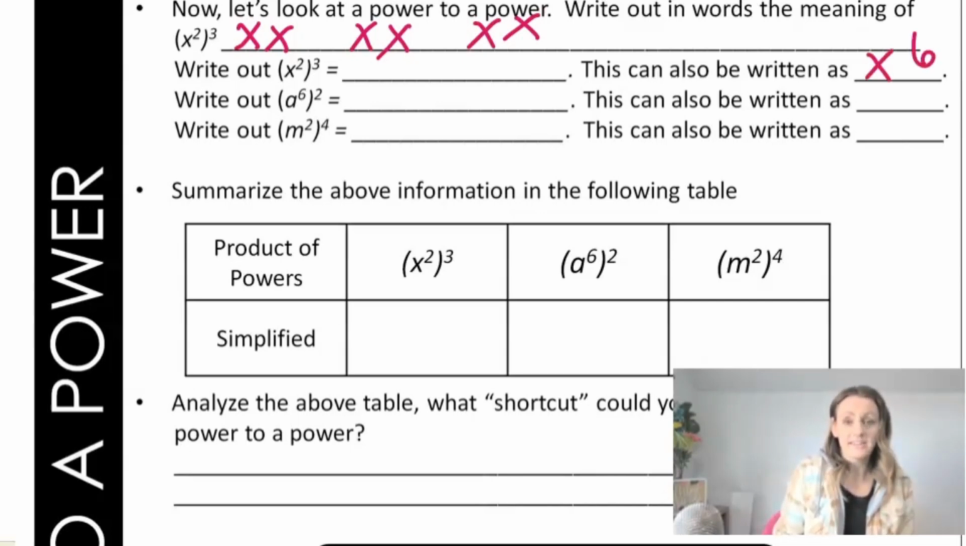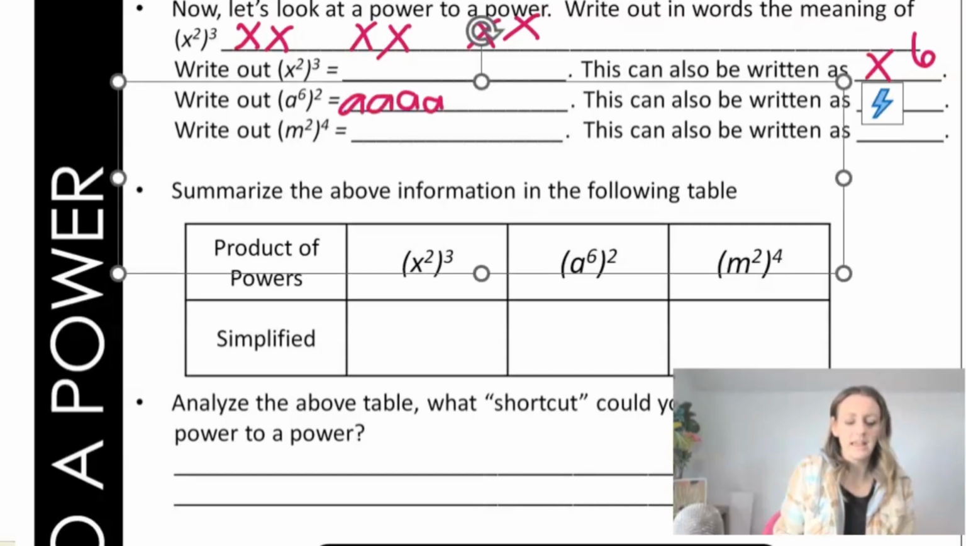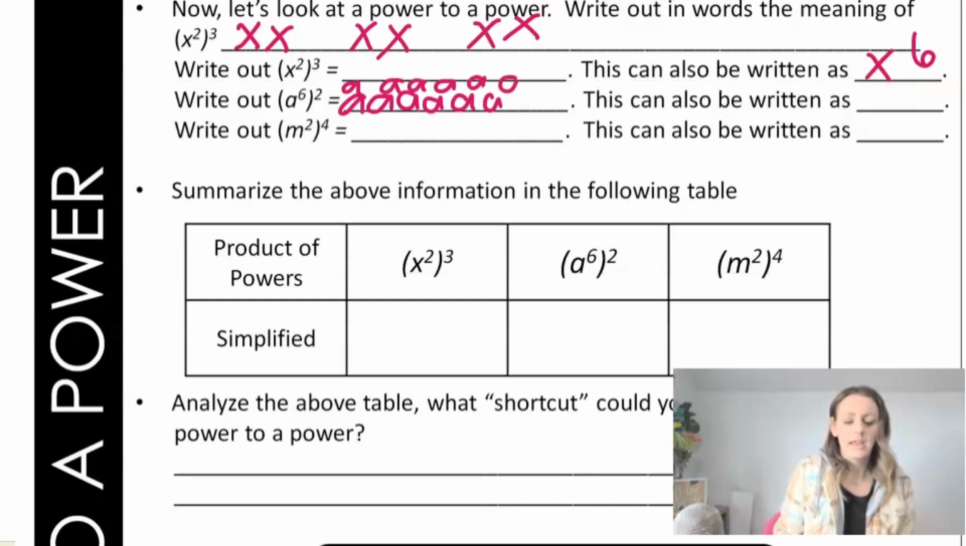Okay, great. Then we do the same thing. A to the 6th to the 2nd. What does that mean? That means a to the 6th, written twice. We do that again. We write it here on top. And what's another way to write that? Well, that's the same as a to the 12th.